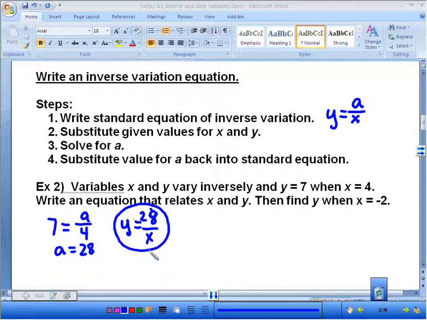That's the first part. Now it tells us to find y when x is -2. So all we're going to do is plug in -2 for x, and that's going to give us y equals -14.